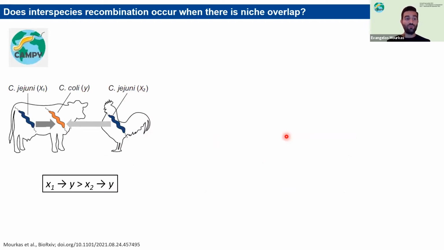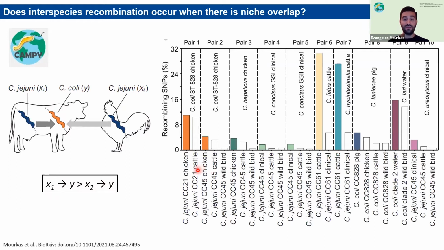So we quantified this recombination among different Campylobacter species in isolates that originate from the same host and also from different hosts. In each case, we wanted to see if Campylobacter jejuni that lives in a cow shares more DNA with the Campylobacter coli that lives in a cow than Campylobacter jejuni that lives in a chicken. And then we divided our isolates into different donor and recipient groups to test this hypothesis.